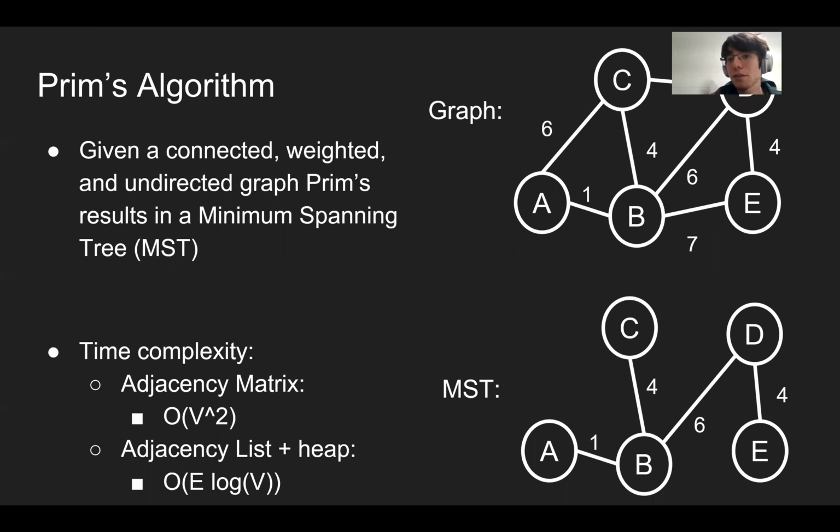So Prim's, the idea is you have 2 sets that you're dealing with. The sets are 2 sets of vertices: vertices which are part of your solution so far, your minimum spanning tree so far, and vertices which are not part of your minimum spanning tree so far.